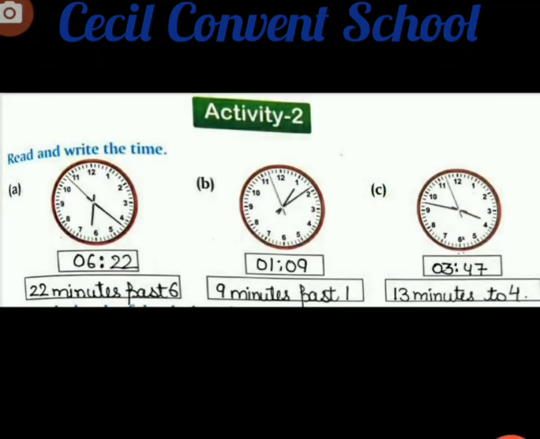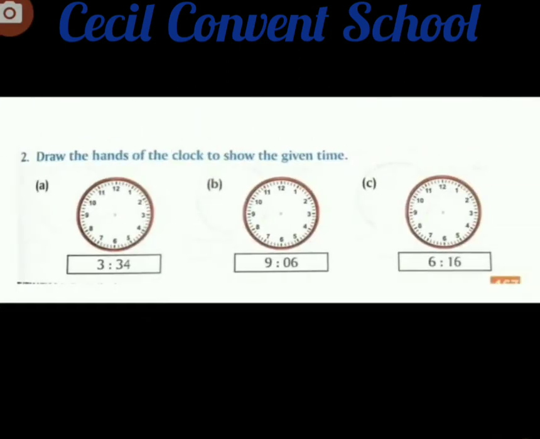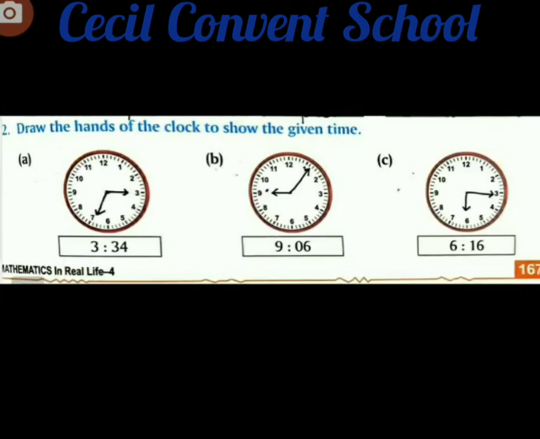Clear? Now student, we do question number 2 of it. Question number 2 is: draw the hands of a clock to show the given time. 3:34. Firstly, the shorter hand will come between 3 and 4, and 34 means it will be one division before 7. Clear? One division before 7, because if it is on 7 it will be considered 35. Now it is 34, so one division before 35 will come. That means you have to count the small divisions. And it will be between 3 and 4. So the answer will be like this.